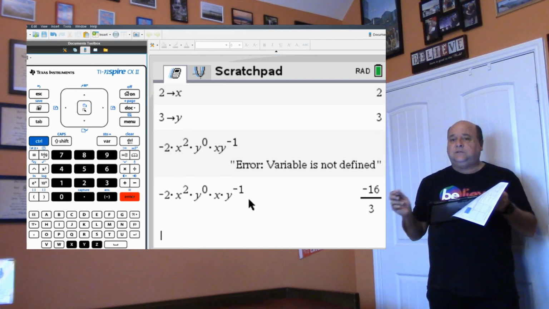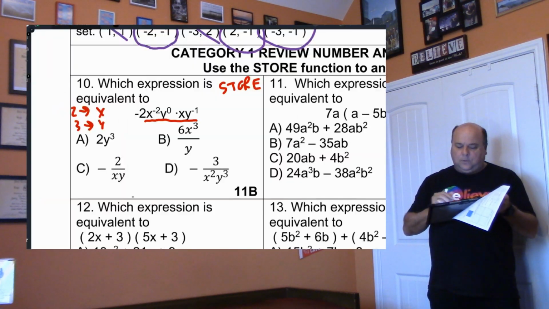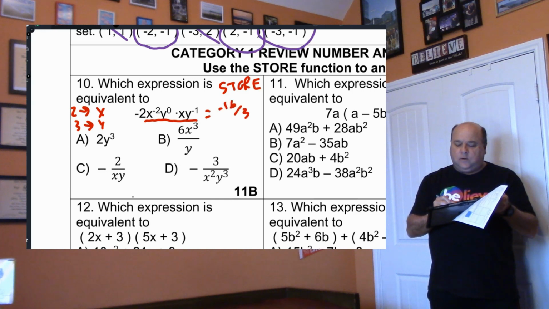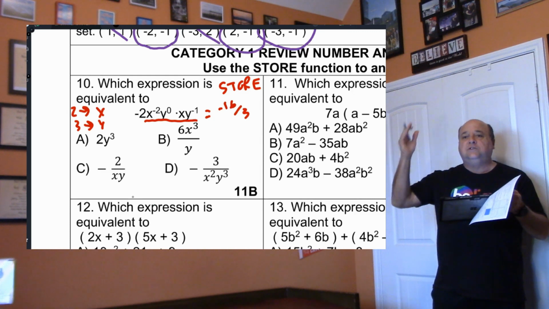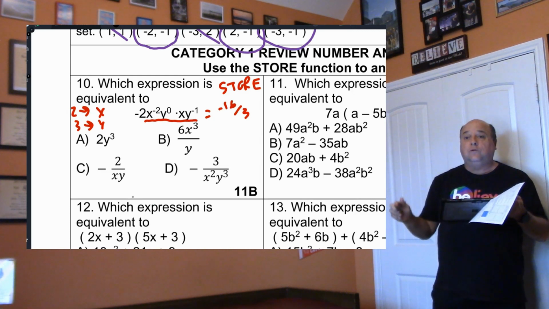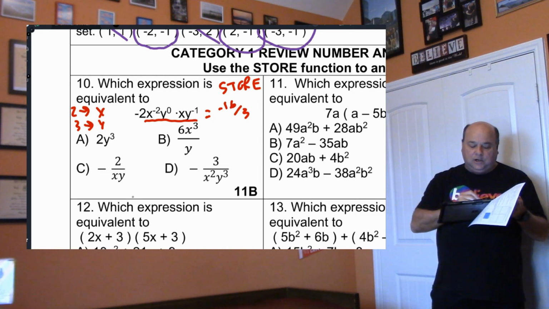Now I get negative 16 over 3. So go to your paper. This is negative 16 over 3 if you store it. Now then, you would just type in the answer choices. The one that gives you negative 16 over 3 is going to be the answer. I'm going to go straight to the answer.